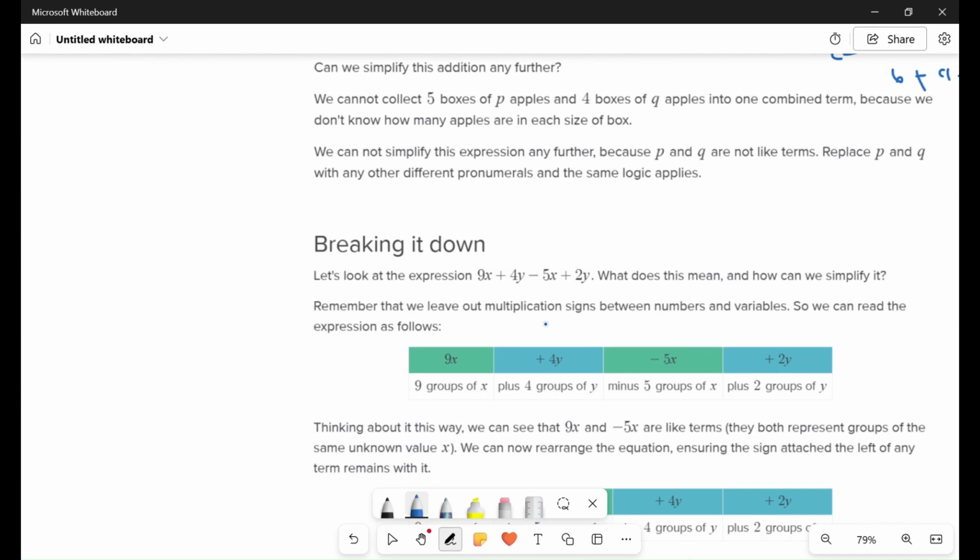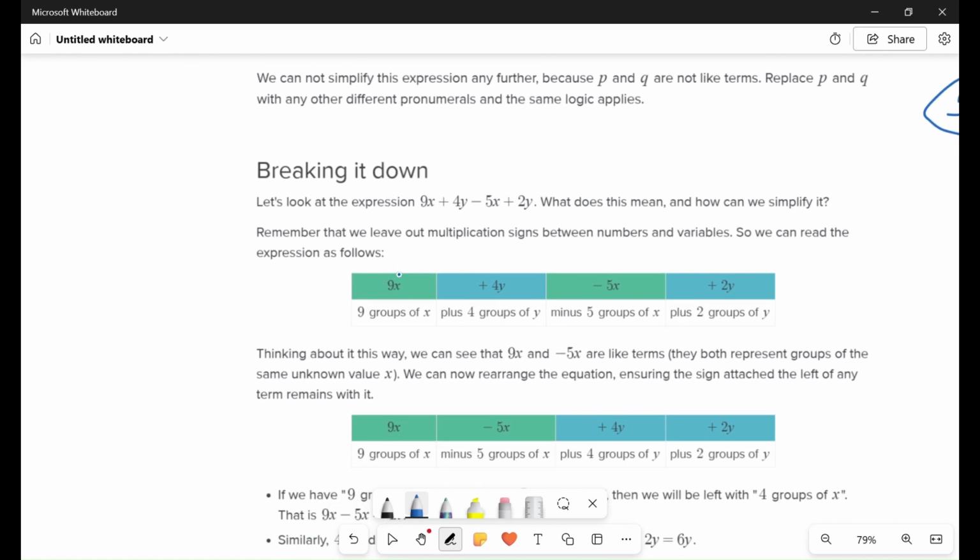Now let's look at the expression 9x plus 4y minus 5x plus 2y. This means 9 groups of x plus 4 groups of y minus 5 groups of x plus 2 groups of y. What do we have here?